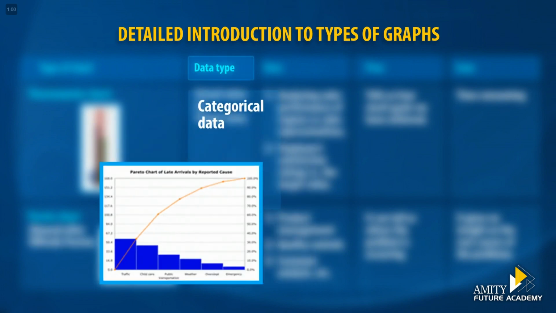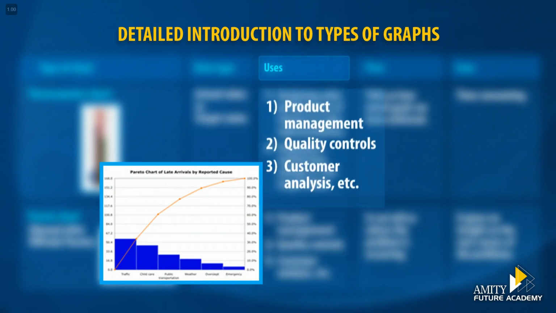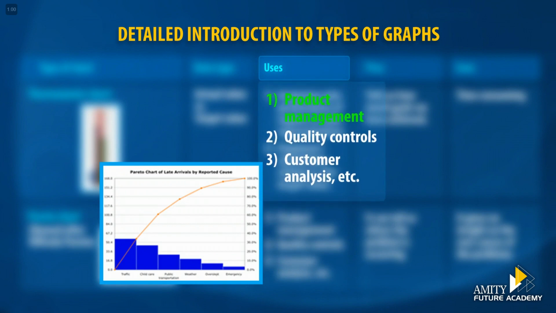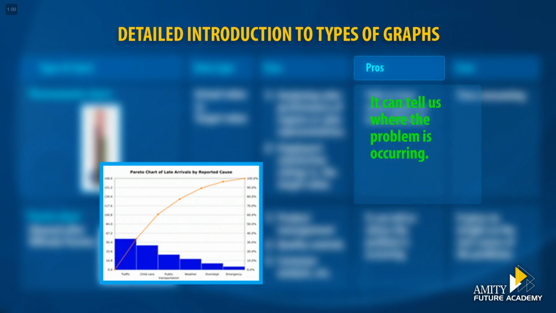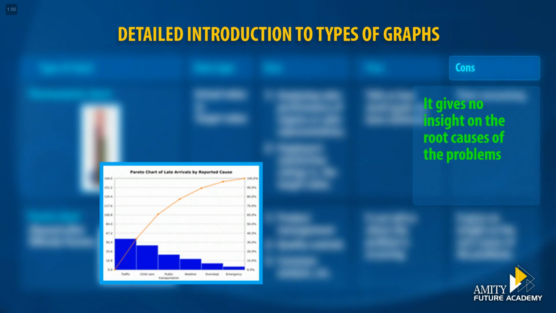Now, the data type that can be used to analyze it is categorical data. Since there are bar graphs involved, it can be used to analyze categorical data. Uses: it is used in product management, quality control, customer analysis, etc. It tells us where the problem is occurring, but it will not give any insight as to what is the root cause of the problems.